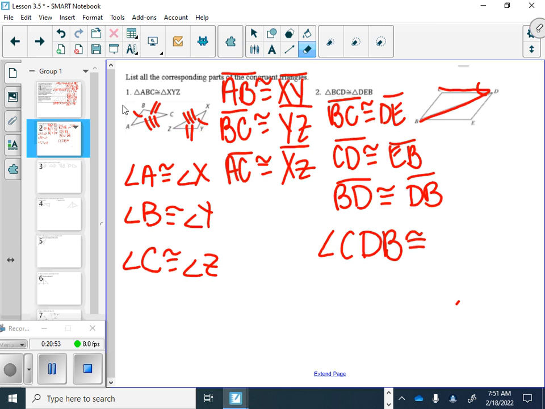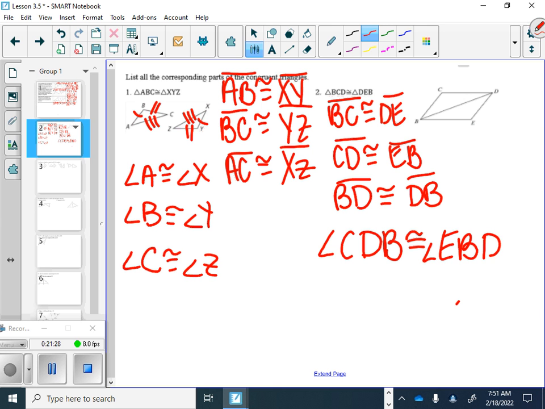Now I need to look at the other triangle, follow the order of these letters, and see what matches here. So C is my second letter. So what do I need first? E. Then what? What letter is D in my name? So I need B next, right? D's the third, so I need B. And then what do I need last? D. So that is E, B, D. So that's this angle right here. So those are congruent.